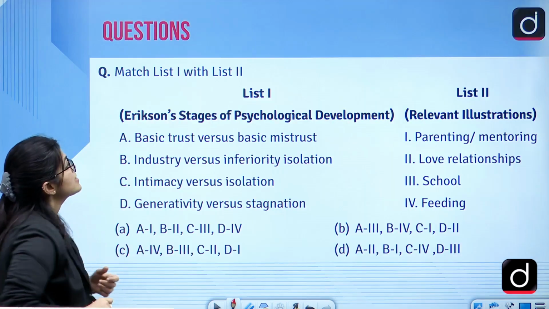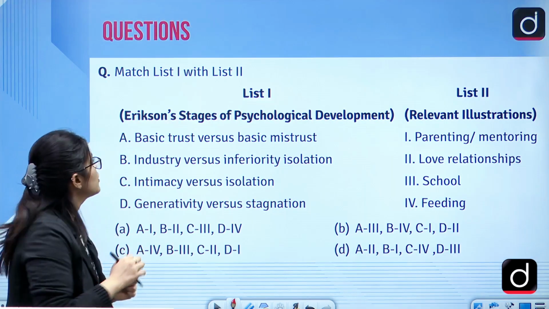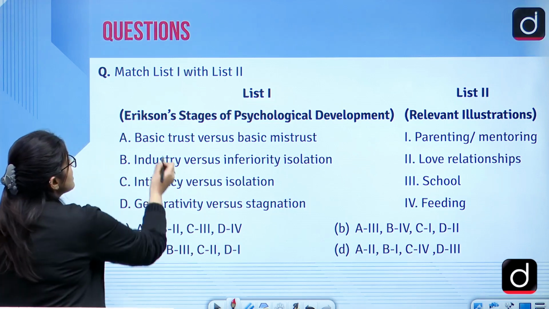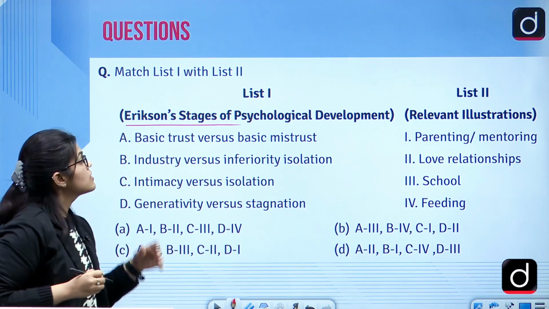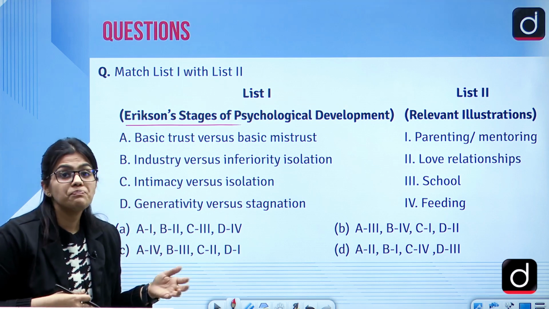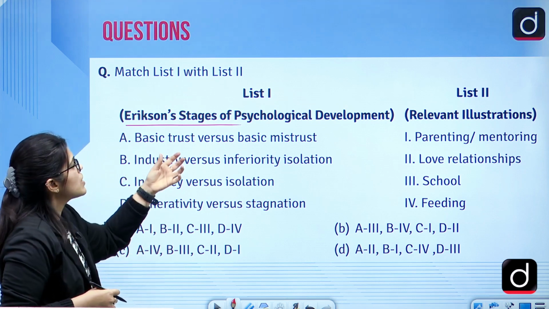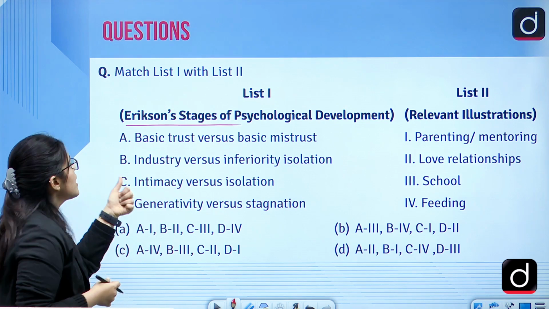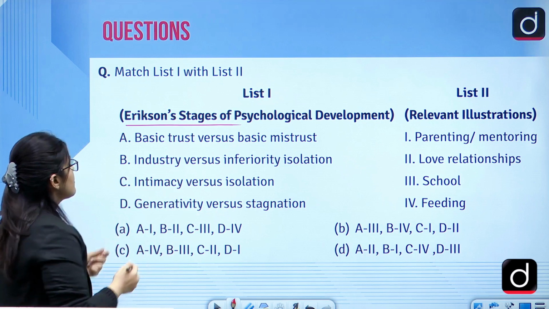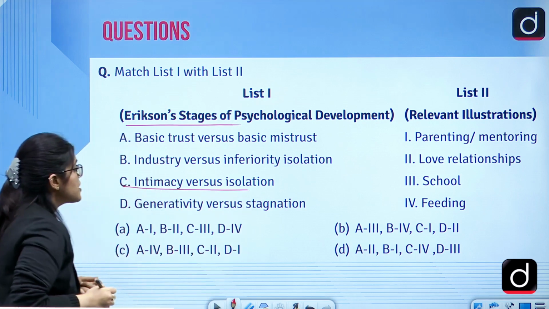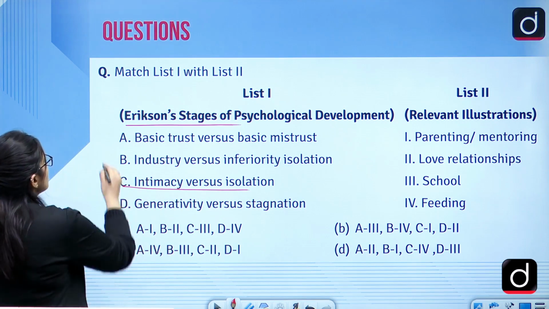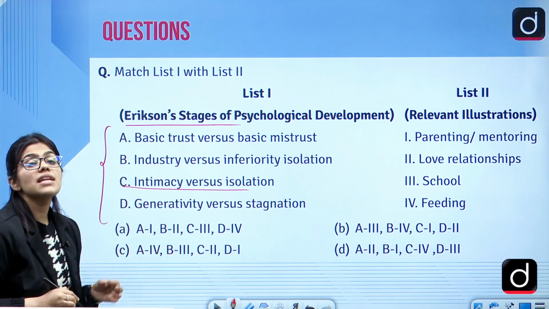Now let us start with the first question that I have for you today. So this is list 1 and this is list 2. There are different Erikson stages of psychological development and then we have the relevant illustrations for them. The first is basic trust versus basic mistrust. Then we have industry versus inferiority. Then we have intimacy versus isolation. Then we have generativity versus stagnation. So these are a few stages that Erikson has talked about.